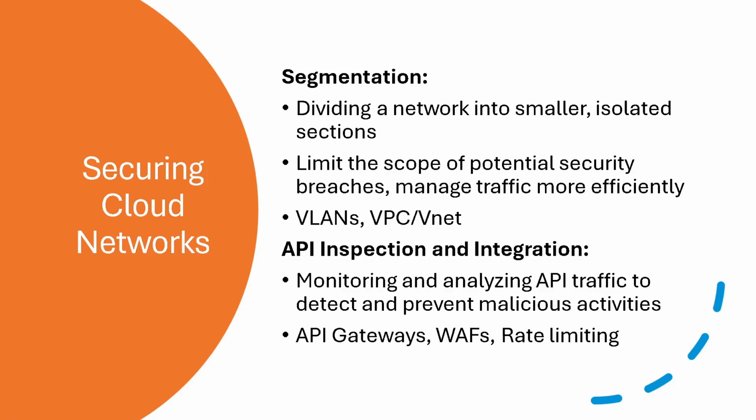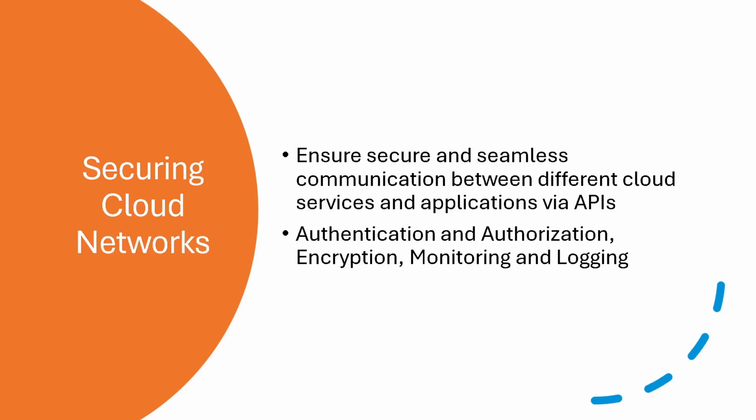API inspection and integration. It ensures that APIs used in a cloud environment are securely and properly integrated. It monitors and analyzes API traffic to detect and prevent malicious activities. It is done by API gateways, web application firewalls, and rate limiting. It ensures secure and seamless communication between different cloud services and applications via API. It also allows for authentication and authorization, encryption, and monitoring and logging.